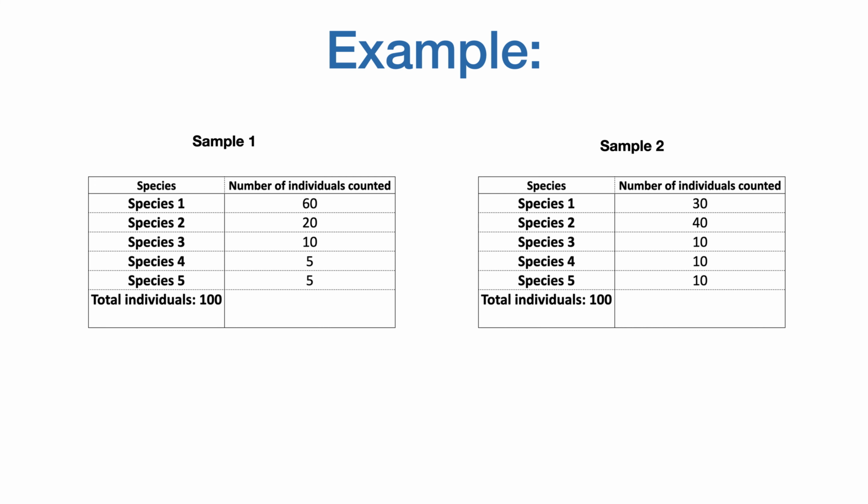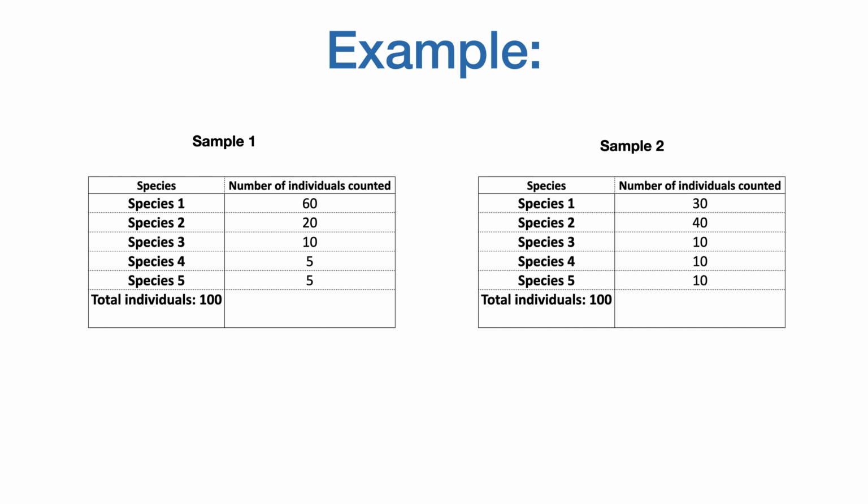All right, let's assume that you have 2 samples that you've taken. Now, of course, you're going to have 4, right? 2 samples from each location at different time points. But just for the sake of this example, we're going to make it super simple. 2 samples, and let's say that we counted 100 individuals. In sample 1, we have 60 individuals of species 1, 20 of species 2, 10 of species 3, 5 of species 4, and 5 of species 5. Okay, let's imagine that in sample 2, we have 5 species as well, but we have a different abundance.